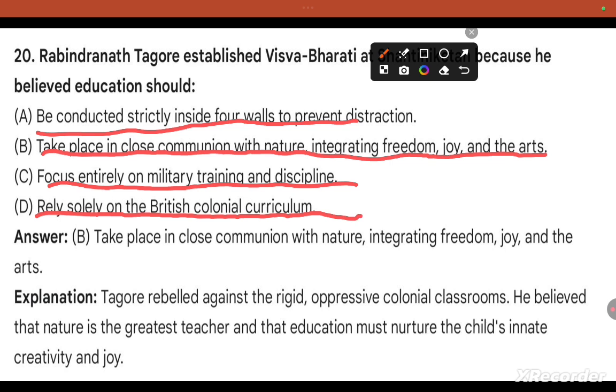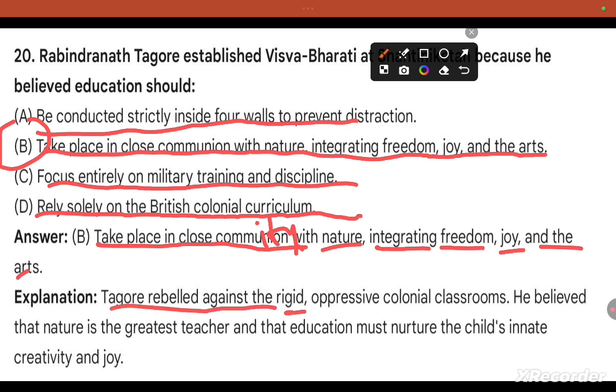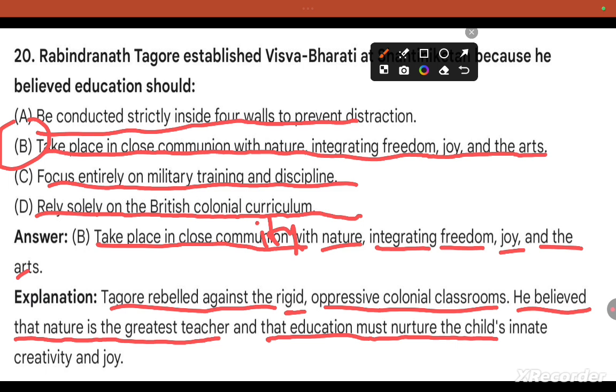So here is the answer, that is about taking place in close communion with nature, integrating freedom, joy, and the arts. Tagore rebelled against the rigid, oppressive colonial classroom. He believed that nature is the greatest teacher and education must nurture the child's innate creativity and joy.